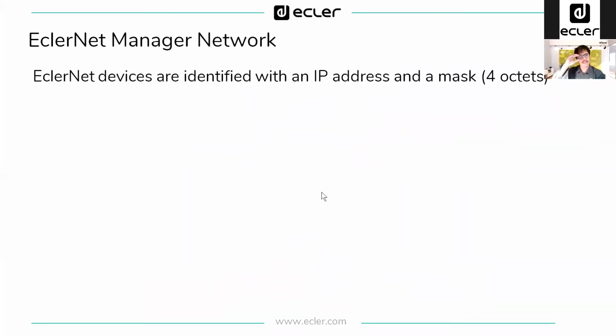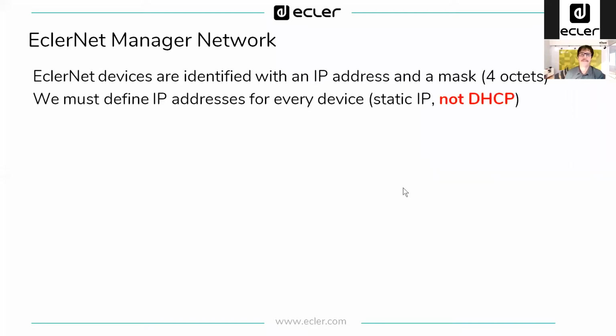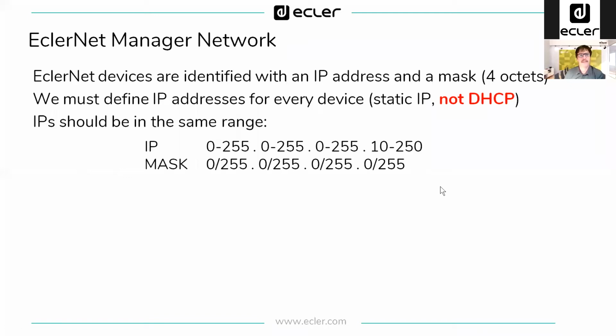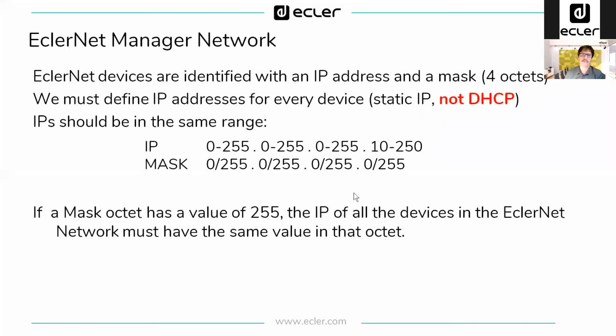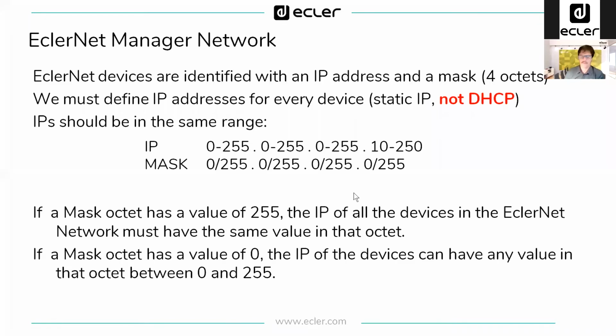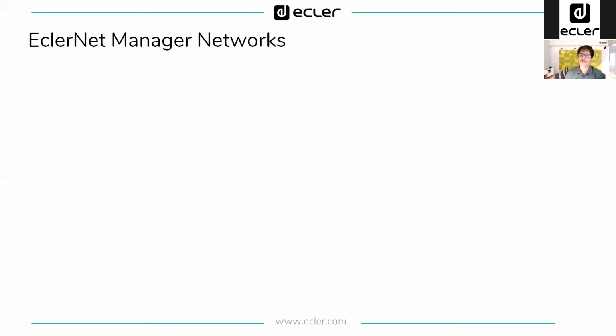Okay, so EclerNet devices are identified with an IP address, as everything in a network, okay? So they do not work with DHCP. They need a static IP. All IPs in the EclerNet Manager, in the EclerNet network, should have the same range, okay? This, for those who do not know much about networks, you just have to.